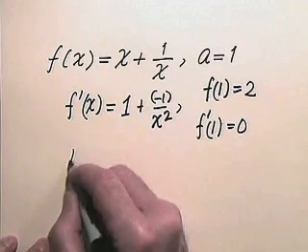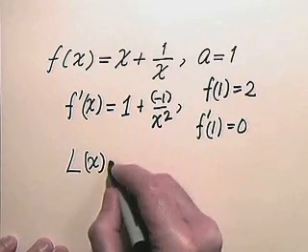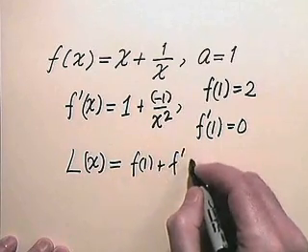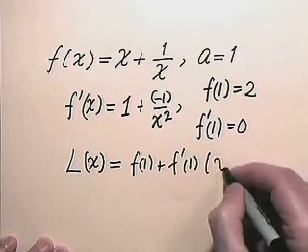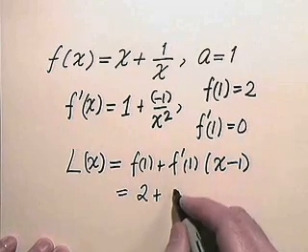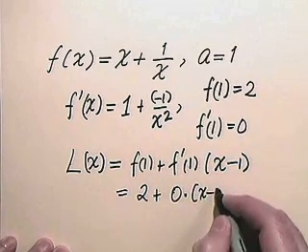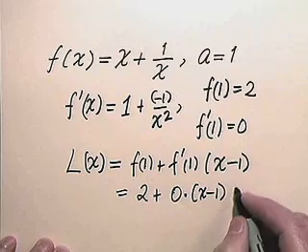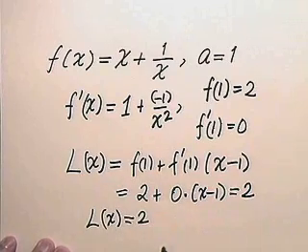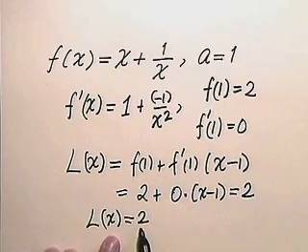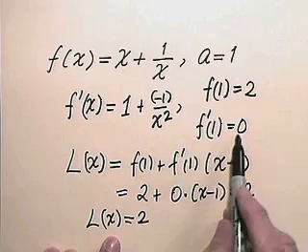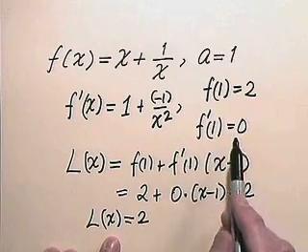So in this case, we have a very simple linearization. Remember, the linearization in this case is going to be f of 1 plus f prime at 1 times the quantity x minus 1. So f of 1 is 2, but f prime of 1 is 0. So this 0 wipes the x out of the equation entirely, and our linearization is just L of x equals 2. In other words, our linearization is the constant function because the tangent line at the point 1 comma f of 1, which is 1 comma 2, has slope 0.